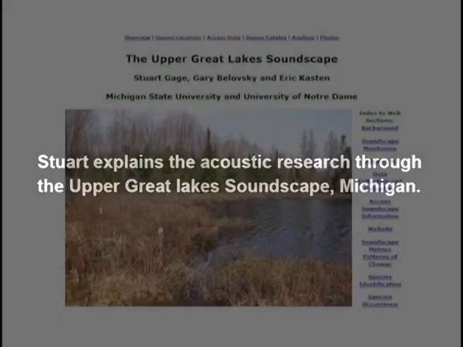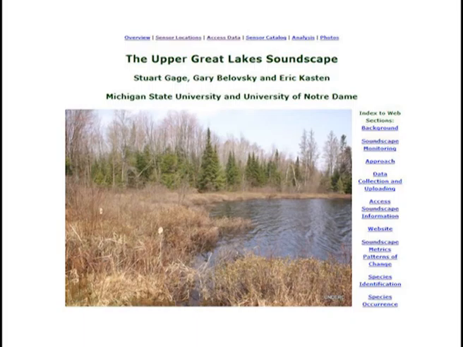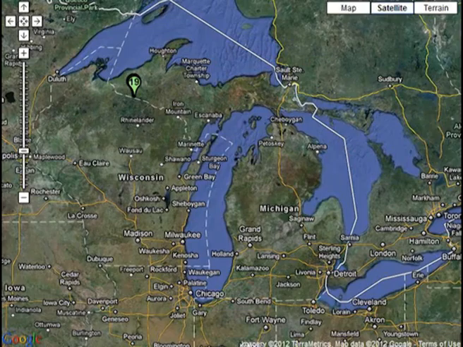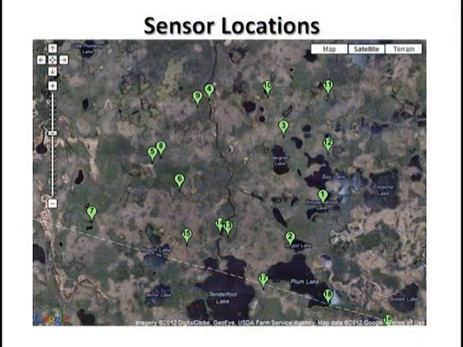I said I'd give an example of one of the newer projects. This would be the Great Lakes Soundscape Project up in northern Michigan and Wisconsin. Here's a general map showing where the project is located. These are the sensor locations. There are 18 sensor systems set out there. We use the SM2 technology.